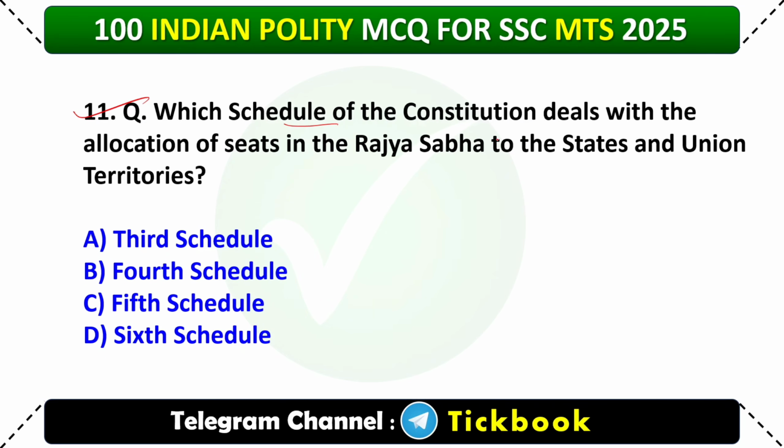11. Which schedule of the Constitution deals with the allocation of seats in Rajya Sabha to the states and union territories? Option number B, 4th schedule.